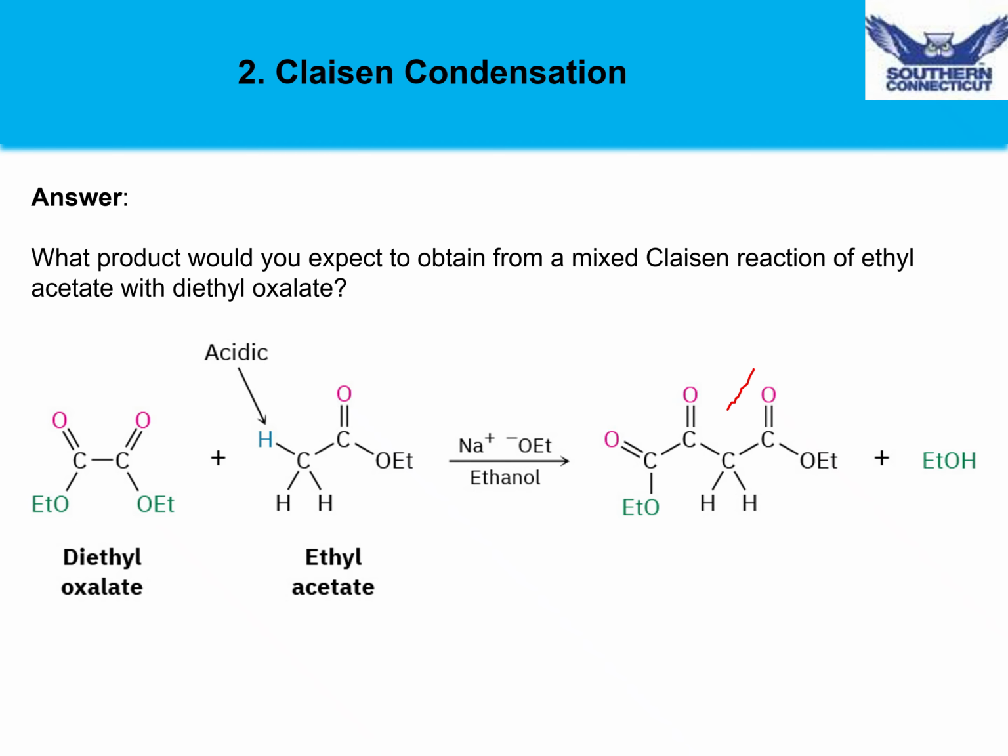So again, the part of the structure that came from ethyl acetate is shown here, now highlighted. And then on the left side, we have what remains from diethyl oxalate once the enolate nucleophile adds to it and displaces the ethoxy group.